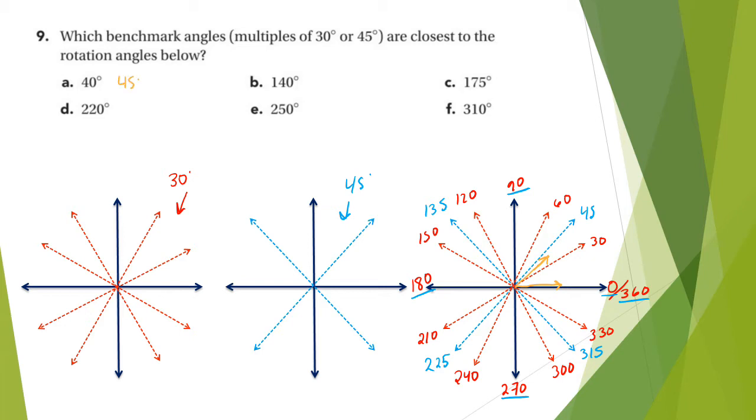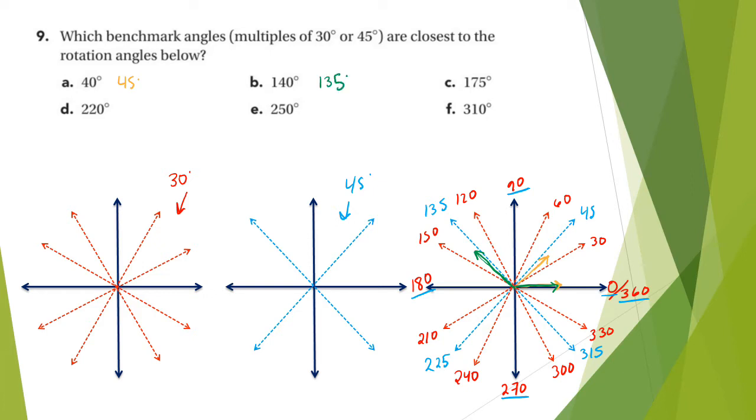When I look at B here, I have an angle of 140 degrees. If I sketch that out as a rotation angle, I can see that I'm going to go more than 135, but not quite as much as 150. So I'm going to probably go with 135 degrees as a good estimate.